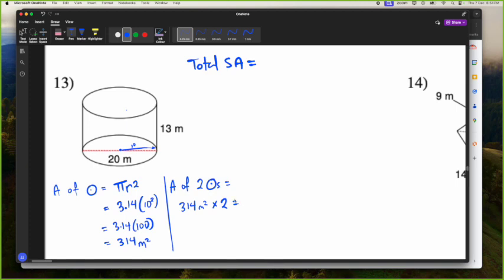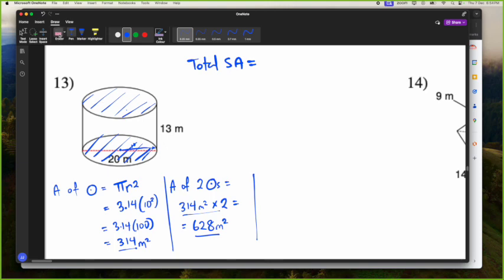So that'll be 314 times 2, which is 628. So 628 meters squared is the area of both of these circles here. The area of one circle is 314, and since the other circle is the same, I just multiply that by 2 to give me the area of both circles being 628.